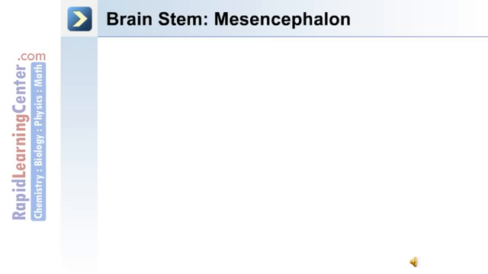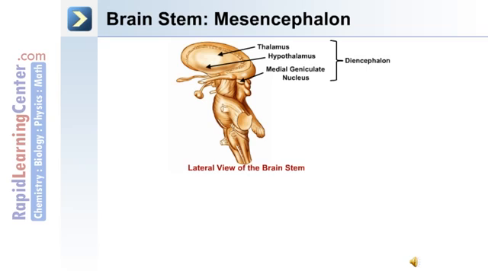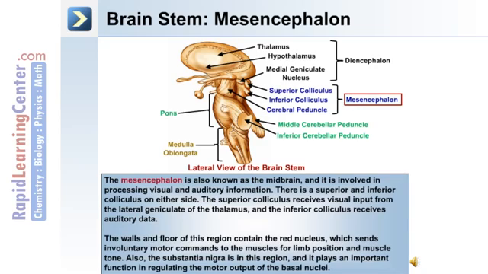Caudal to the diencephalon is the mesencephalon. The mesencephalon includes the superior and inferior colliculus as well as the cerebral peduncle. The mesencephalon is also known as the midbrain, and it's involved in processing visual and auditory information. There's a superior and inferior colliculus on either side. The superior colliculus receives visual input from the lateral geniculate of the thalamus. The inferior colliculus receives auditory data.